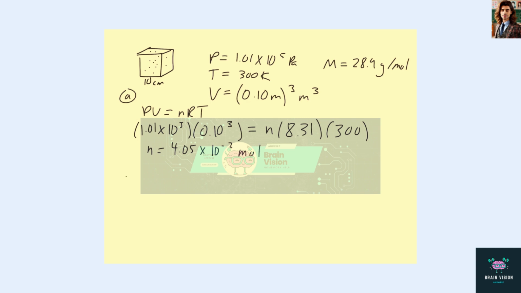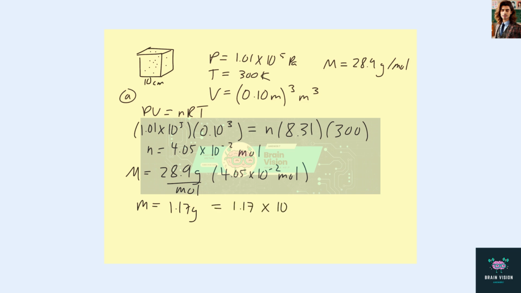And now return to our molar mass M, which is 28.9 grams per mole. And we can just multiply our molar mass by our number of moles, 4.05 times 10 to the negative 2 moles. And this will, of course, give us a mass, m, which is equal to 1.17 grams, or 1.17 times 10 to the negative 3 kilograms.